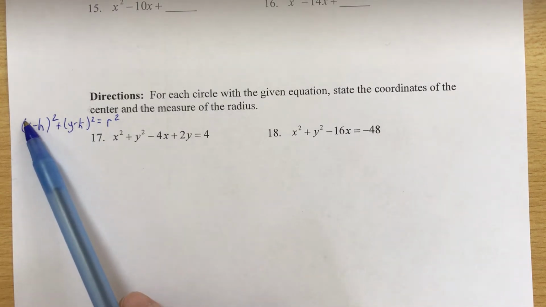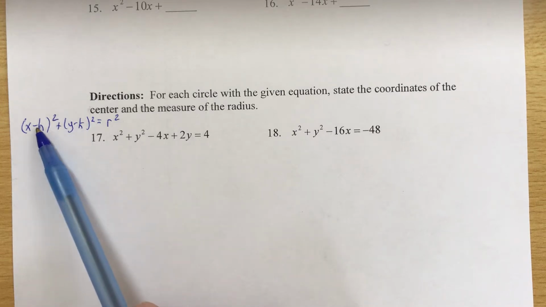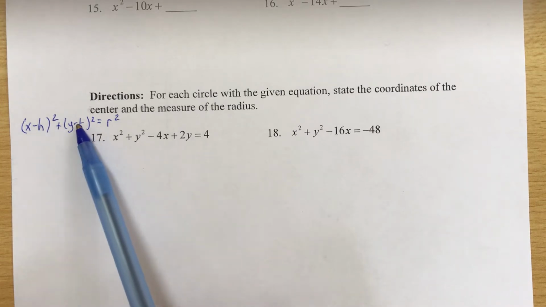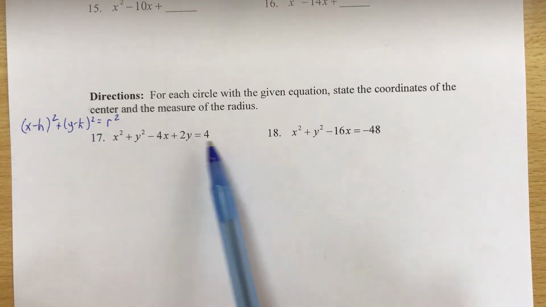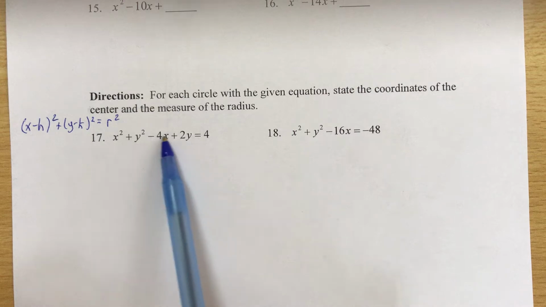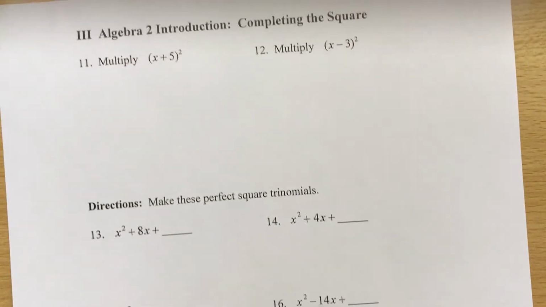One thing about x minus h, that's what we call a binomial, and when you square it, we multiply it by itself. And then the same thing with y minus k. If we were to multiply it out, we would get something like this. So the question is, how do we go from this back to this? So we're going to come back to the top here.